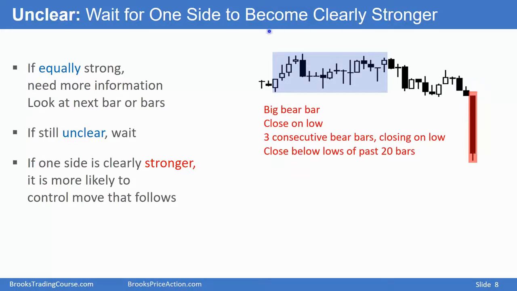We have 3 consecutive bear bars, a very big bear bar closing far below the lows of all the prior bars. Odds are 60% chance this bar will result in some kind of a measured move down. So chances are we're going lower. And that's why the bar looks like this.